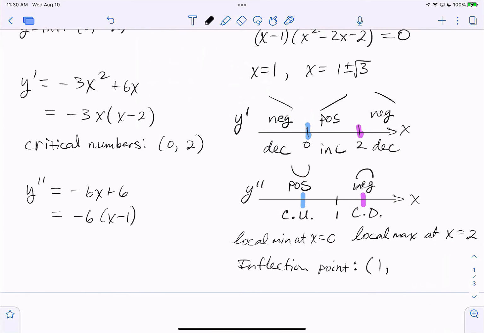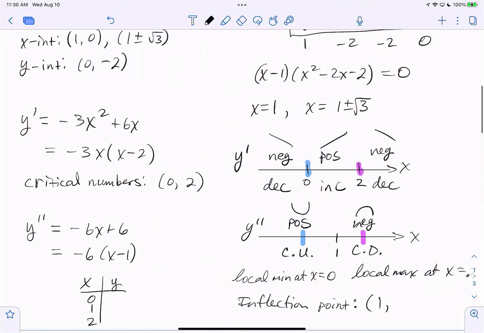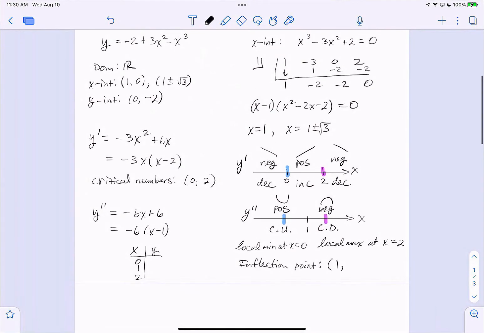For actual points on the graph, I'm going to go to an XY table here. The points of interest that we have are our critical numbers, 0 and 2, and the point at which we have an inflection point, 1. So our x values are going to be 0, 1, and 2. Here's y. And we already know that when x is 0, y is -2. When x is 1, y is 0. Those happen to be the intercepts that we found.